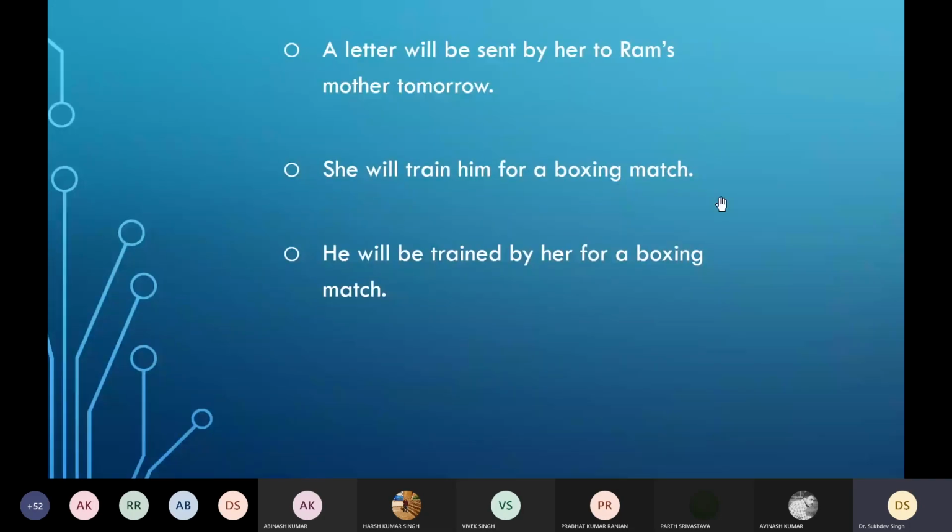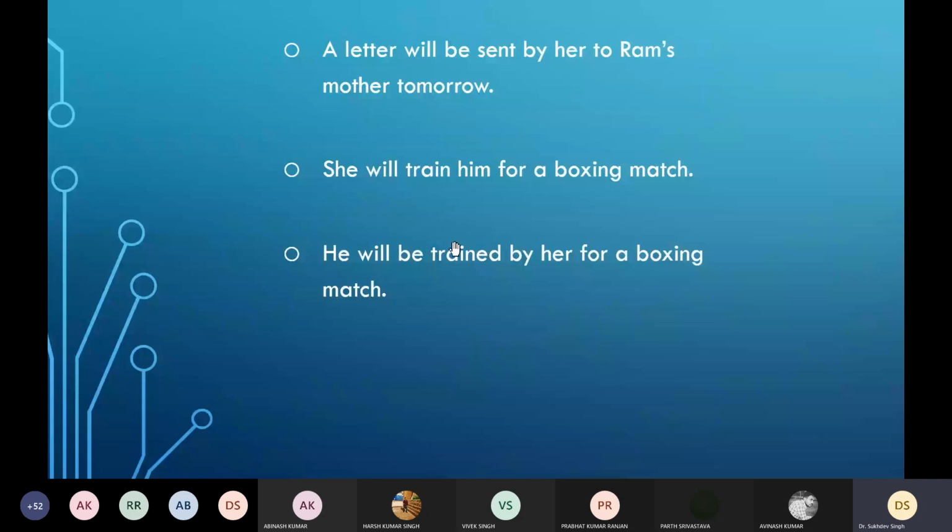Now let us see the second sentence. She will train him for a boxing match. Now this him is the object over here. So we lift up this him, and all this happens vice versa. If him comes in the active voice, it will be converted into passive voice as he. So this conversion happens vice versa. So him from active voice is converted into passive as he. So it will start as he.